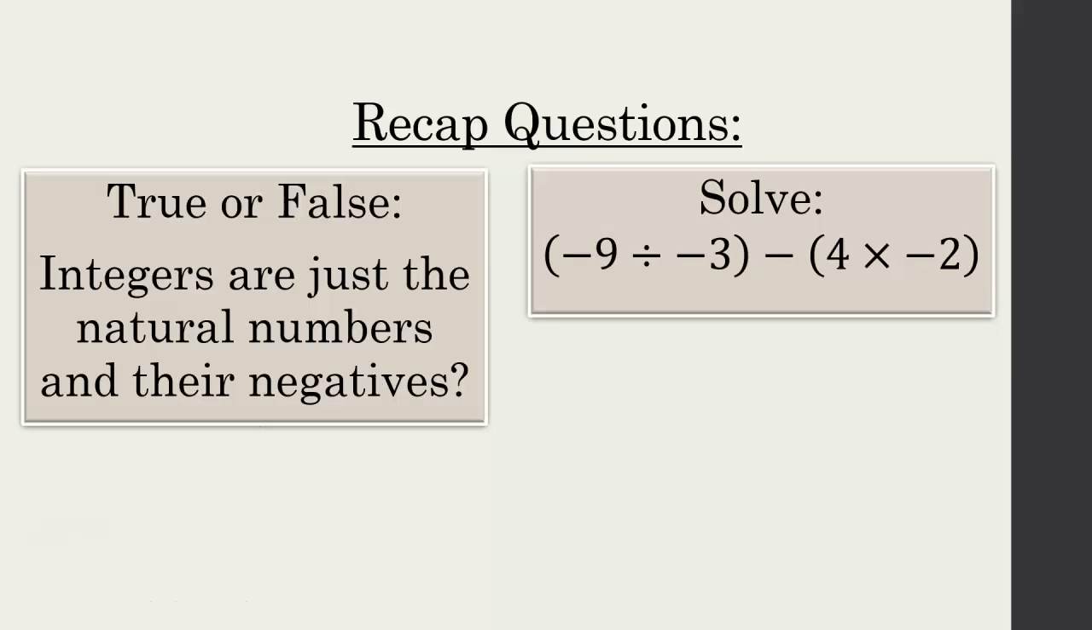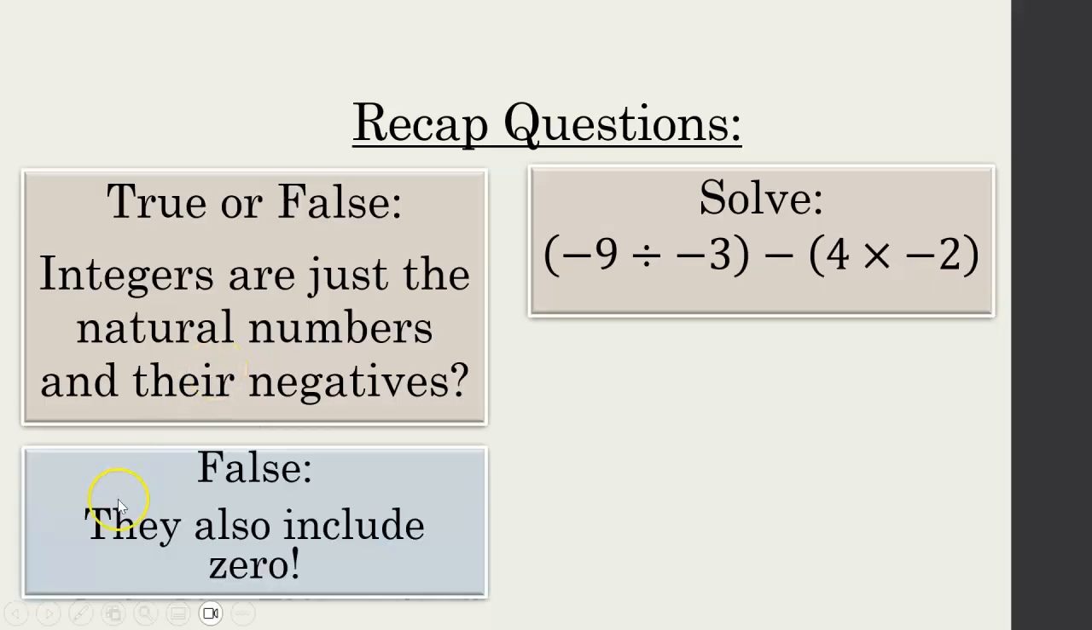Just some recap questions, as we always do. True or false, integers are just natural numbers and their negatives. And then solve this. I'll give you a second to do that. Okay, true or false, integers are just natural numbers and their negatives. Think carefully now. False, they also include 0.